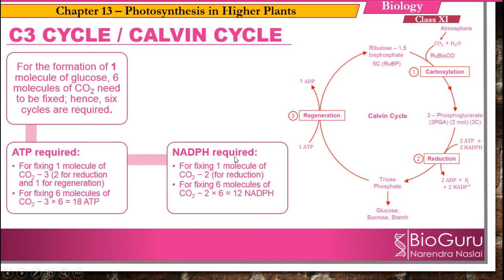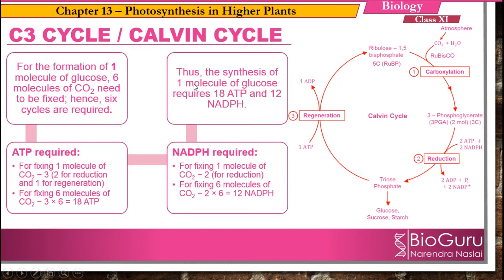NADPH required for fixing one molecule of carbon dioxide: how many NADPH are required? Only 2, during the reduction stage. Next, for fixing 6 molecules of carbon dioxide, why do we need 6 carbon dioxide over here? To form one glucose molecule. So 6 times it has to repeat. So 2 into 6. Why 2? Because 2 NADPH are utilized over here. So 2 into 6 will become 12 NADPH.